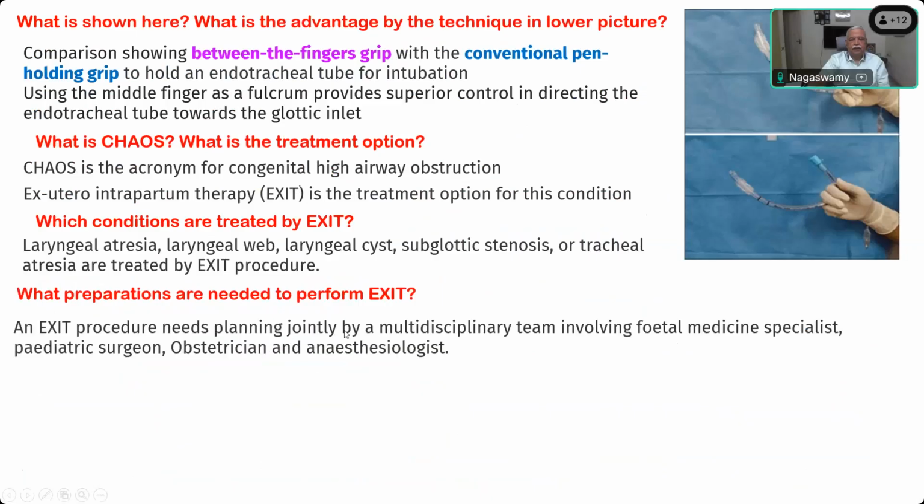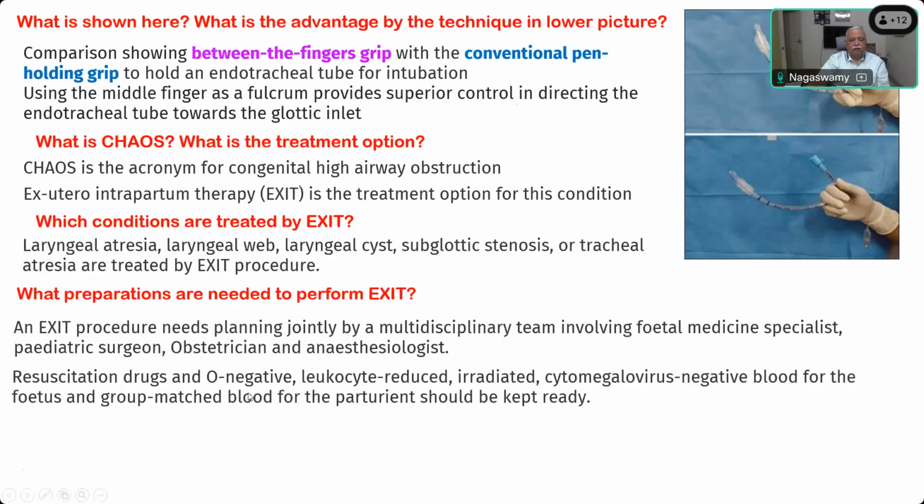Needs planning jointly by a multidisciplinary team involving the perinatal medicine specialist, pediatric surgeon, obstetrician, and anesthesiologist. Resuscitation drugs and O-negative, leukocyte-reduced, irradiated, cytomegalovirus-negative blood for the fetus, and group-matched blood for the parturient, should be kept ready. How is the fetus kept immobile during the procedure?